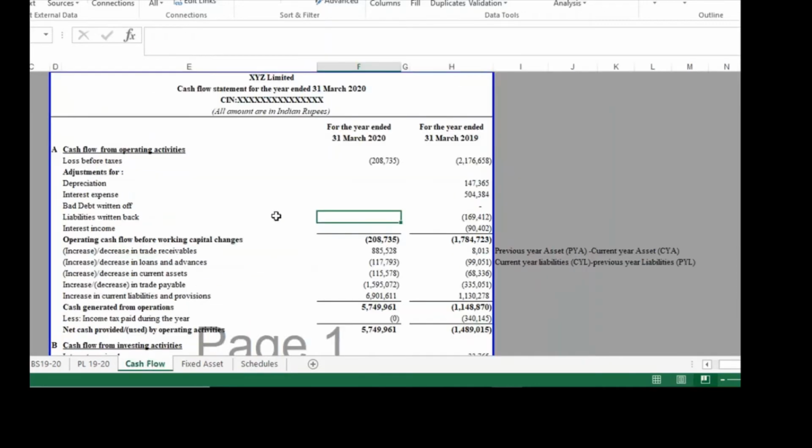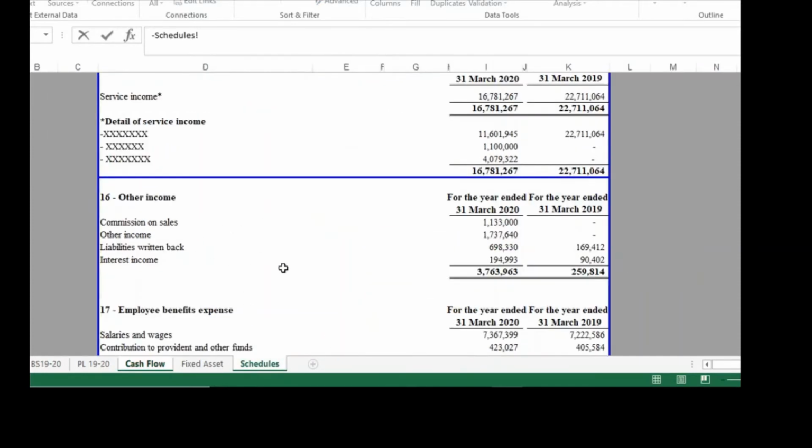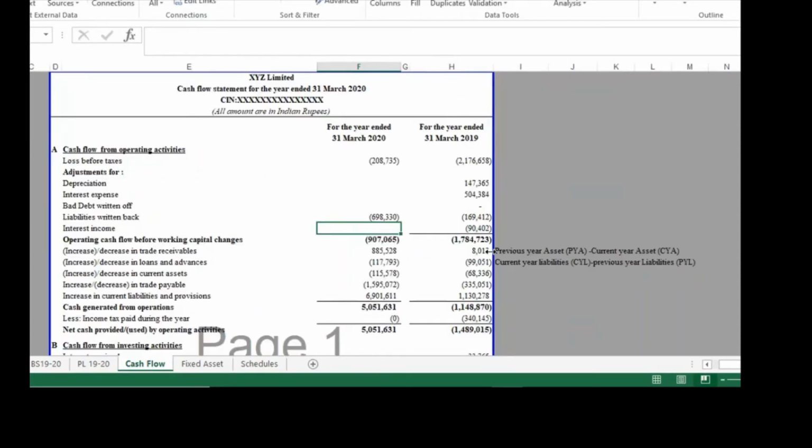So in the cash flow, under operating activities, in case we have to adjust any income, we are going to subtract it. So we put a minus sign and we subtract liabilities written back. Now, if we have subtracted it here, we need to add it in any other part of our cash flow statement so that our cash flow statement is matching.